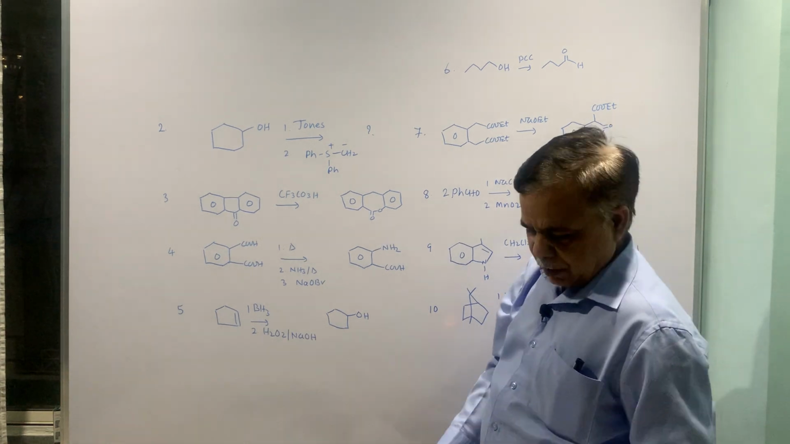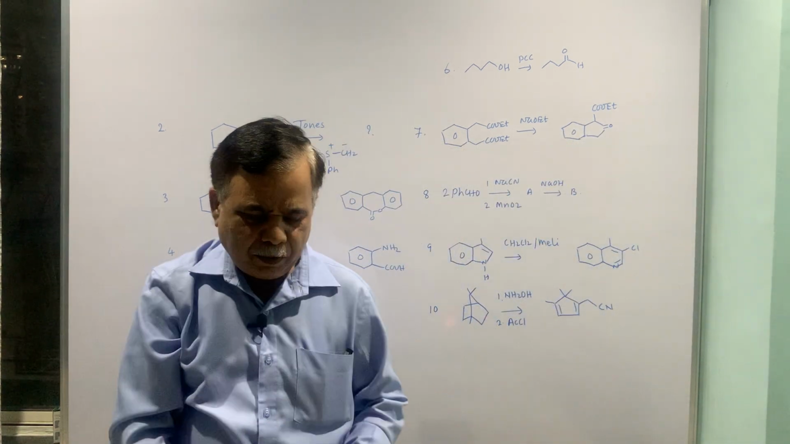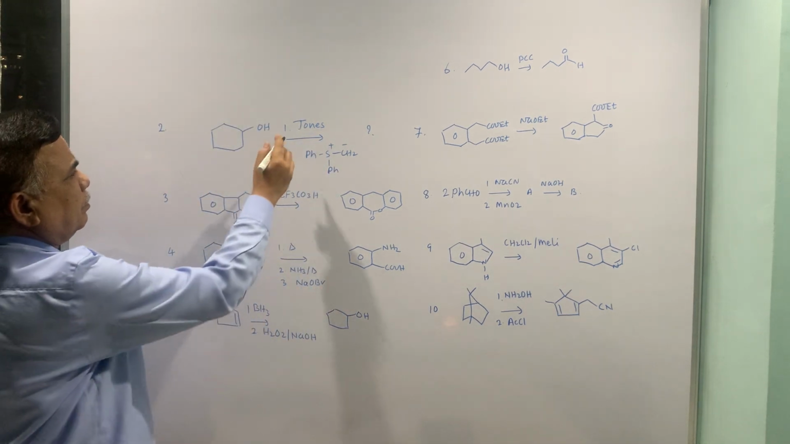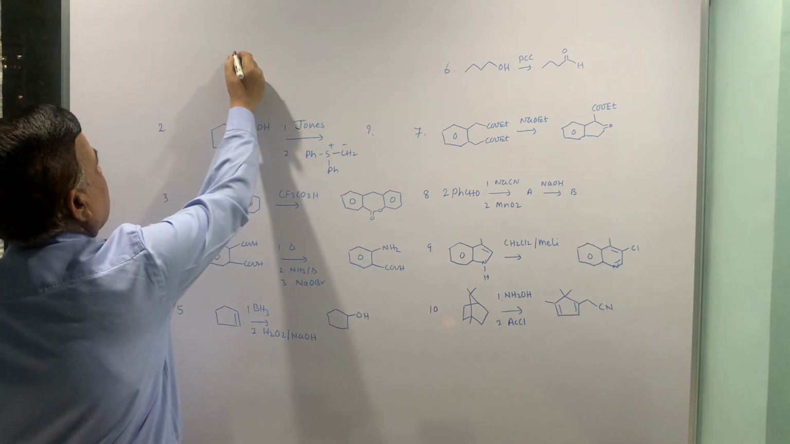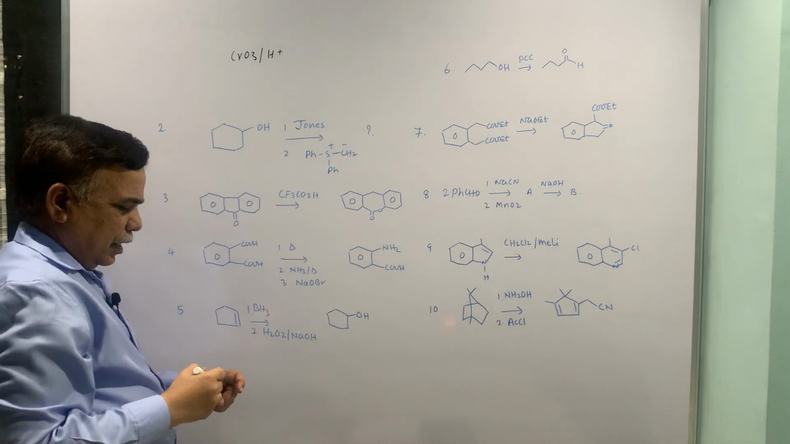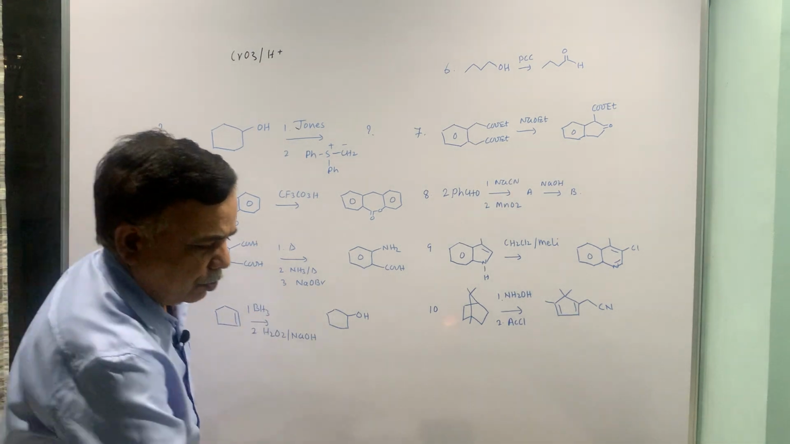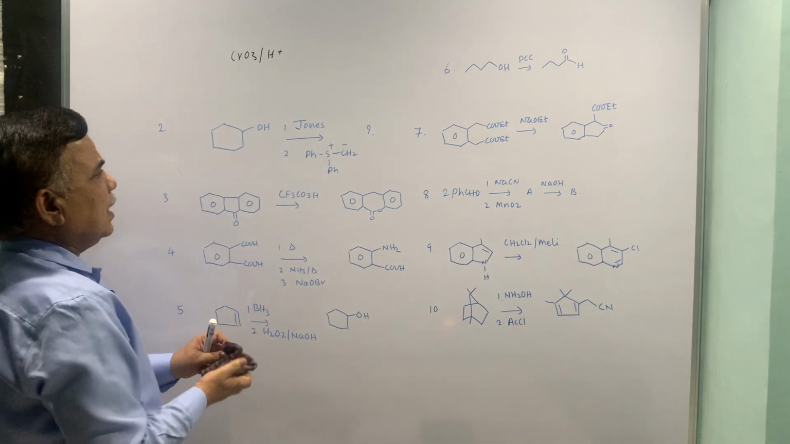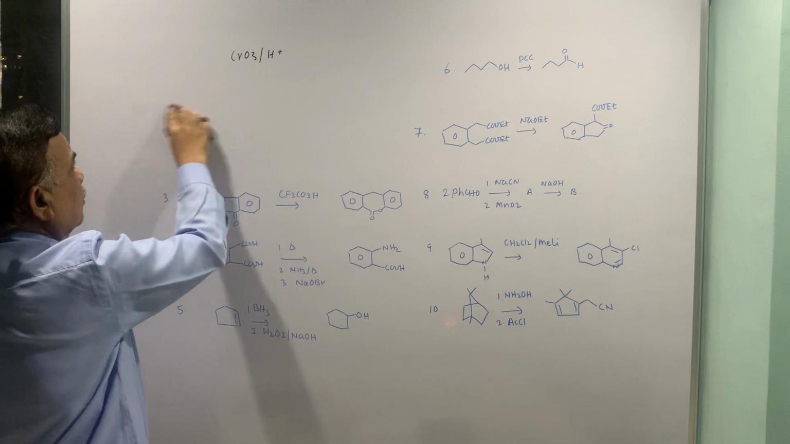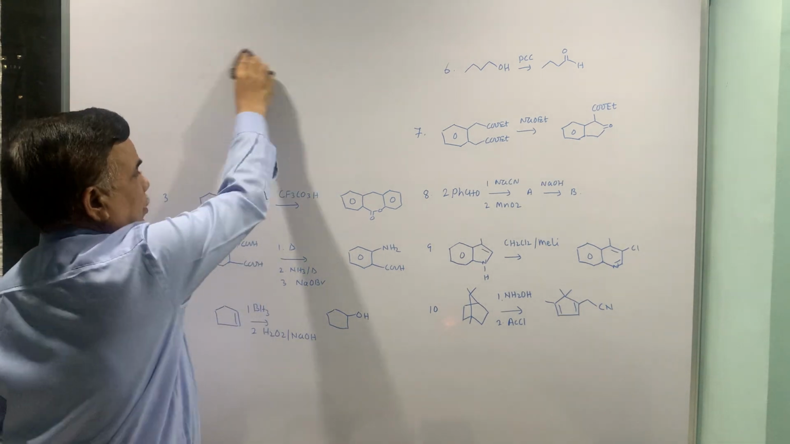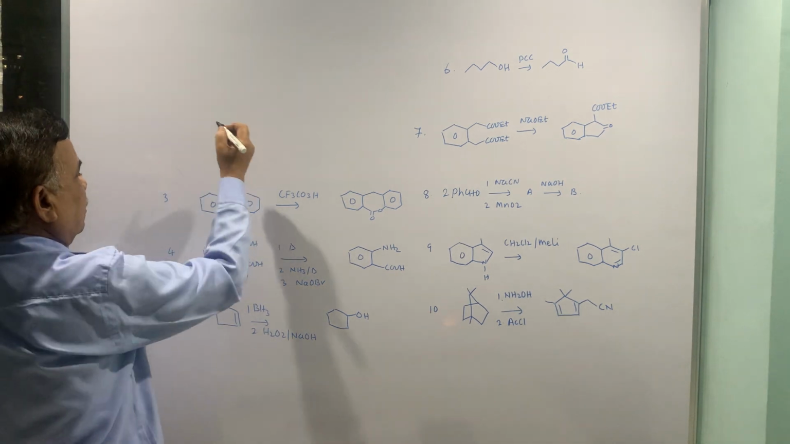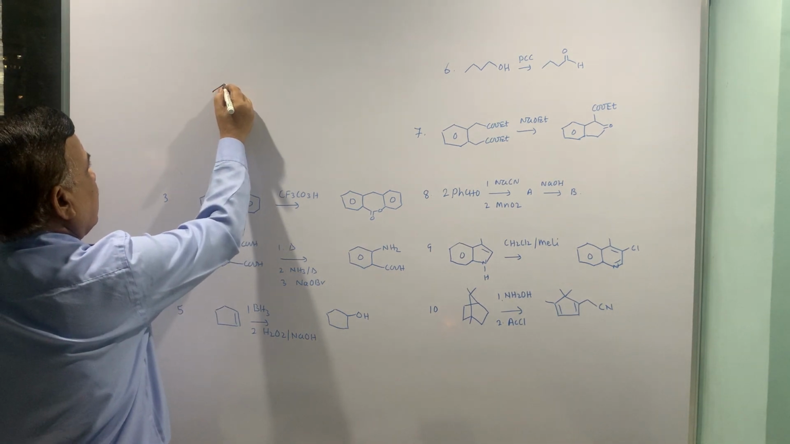Second example, mostly the examples are from oxidation reduction topic. Jones oxidation. Jones is CrO3 in presence of H plus, and second is your sulfur ylide which is linked with it. So first of all, let us write down the mechanism for Jones, and then the second part will come, that is the reaction with sulfur ylide.